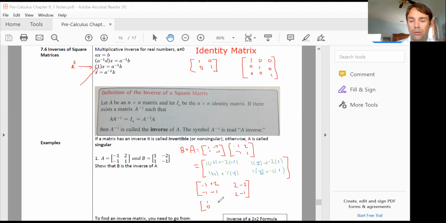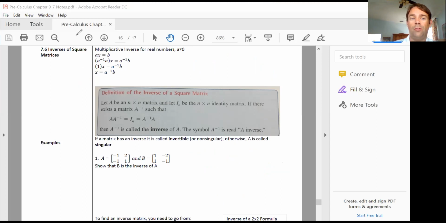So when we're solving different matrix equations, we want to create the identity matrix on one side to be able to get our variable or variables by themselves. So that's going to be kind of the goal for the day.